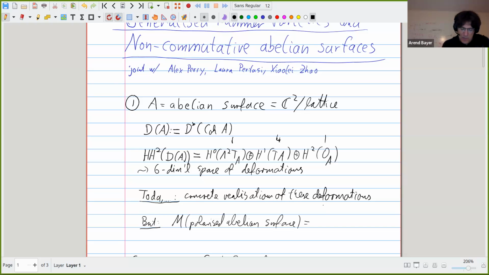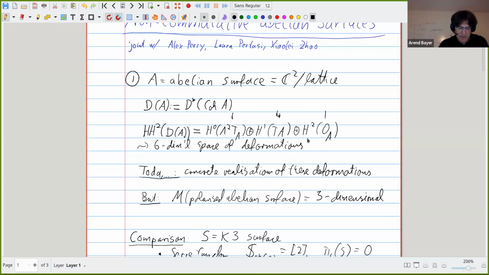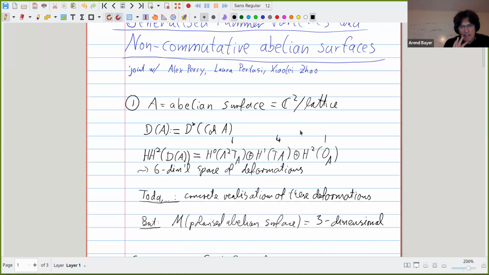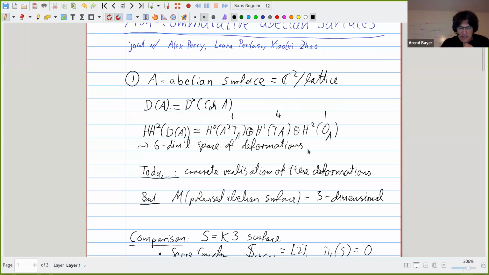In contrast, if you look at the moduli space of polarized abelian surfaces, then any component of that is 3-dimensional. So in a sense we are missing 3 deformation dimensions. But the first thing I want to argue is that we are not missing 3 dimensions here, we are just missing 1 dimension. We shouldn't be hoping for arbitrary deformations of this derived category over an algebraic base, but really we have to pick out some 4-dimensional space of deformations.